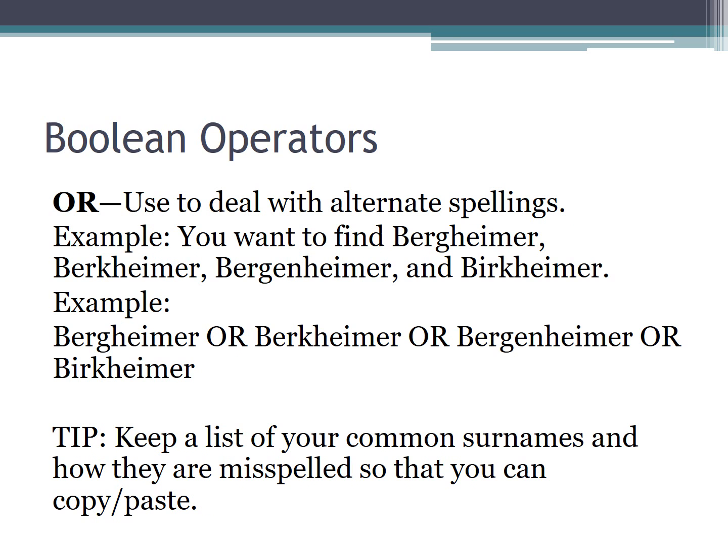Sometimes I use the OR operator to deal with alternate spellings. So if I want to find Bergheimers, Berkheimers, Bergenheimers, and so on, I can use OR in between each of those words. And what that does is that gives me websites where any of those appear. So if there's a Bergheimer with a GH, a Bergheimer with a KH, those will all appear in my search listings. What I do is I keep a list of common surnames and how they're misspelled so that I can copy and paste into the browser. That just speeds me up a little bit.